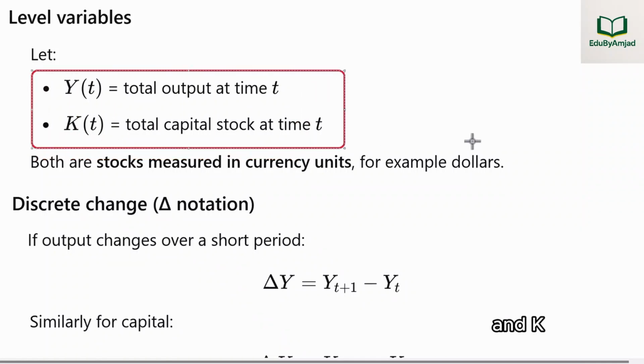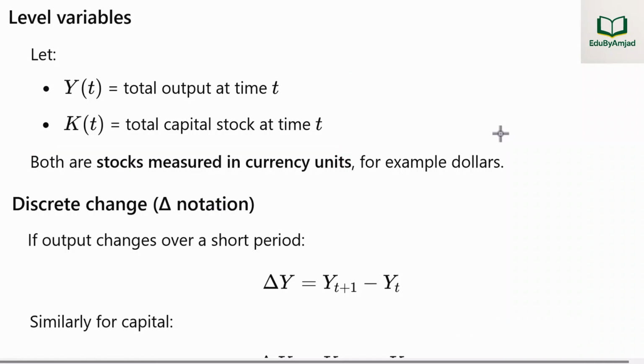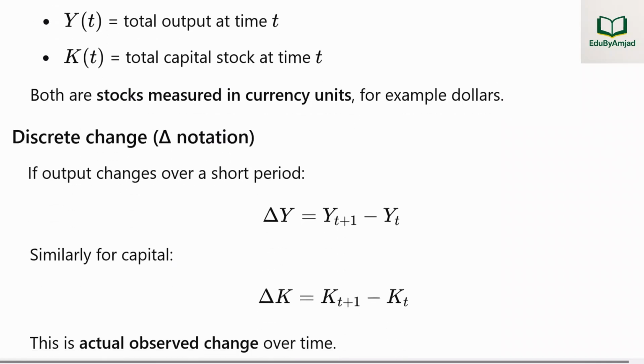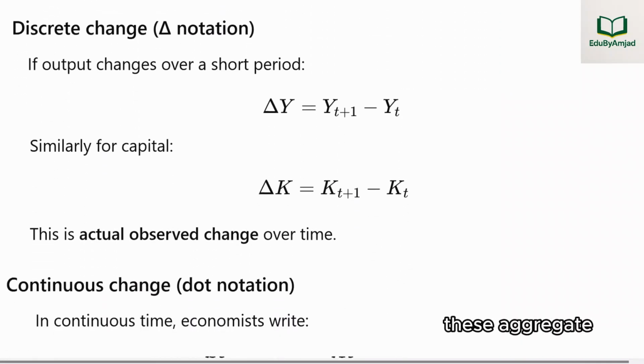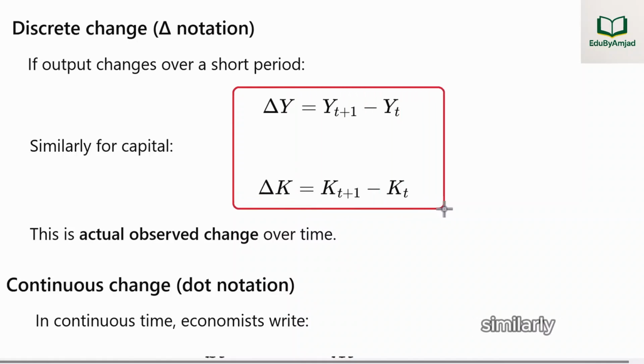Let Y of t and K of t denote total output and total capital stock of an economy at time t, both measured in units of currency. Both of these aggregate macroeconomic variables change over time. In discrete time, we write delta Y, which means output today minus output yesterday. Similarly, delta K represents the change in capital stock over a discrete period.